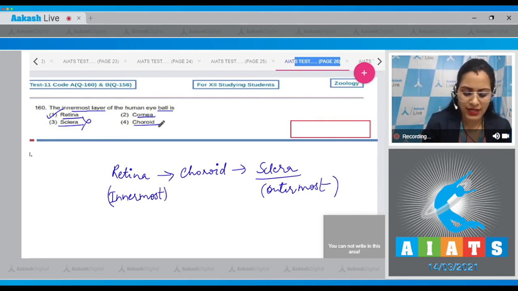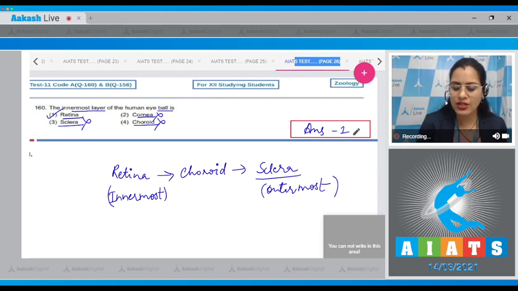So option number 3 and option number 4 are incorrect, and option number 2, cornea, is also an incorrect option. So the correct answer to this question is option number 1. Let's move on to the next question. Question number 161.